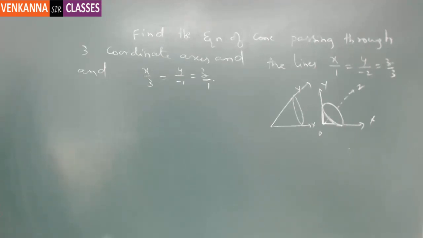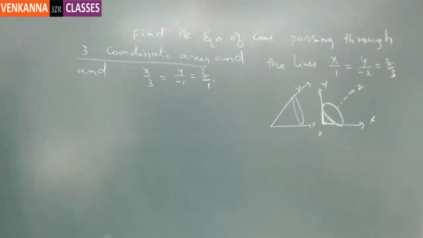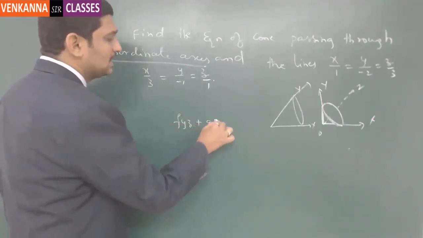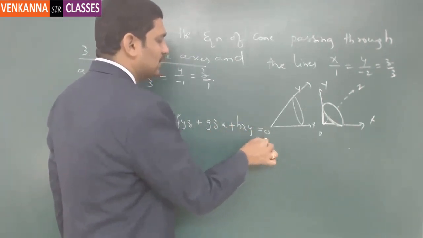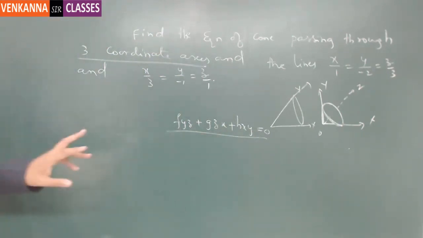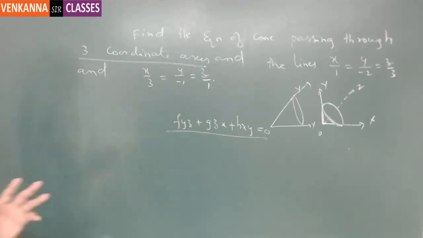Right. Now, as and when the question contains the words 3 coordinate axes, by default we need to understand that the equation of the cone is nothing but fyz plus gzx plus hxy equal to 0. This is the standard formula. All we need to do is calculate the values of f, g and h. So how to do that?